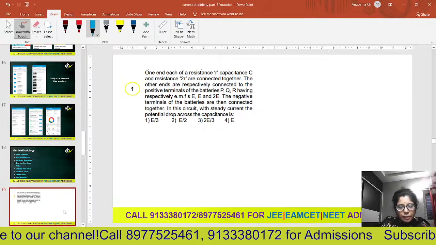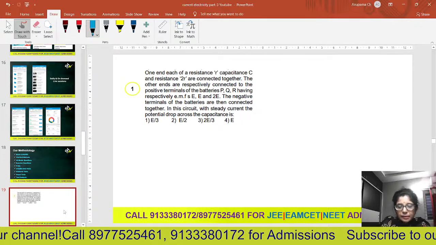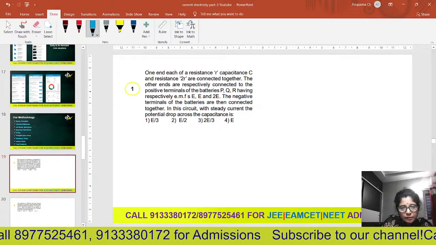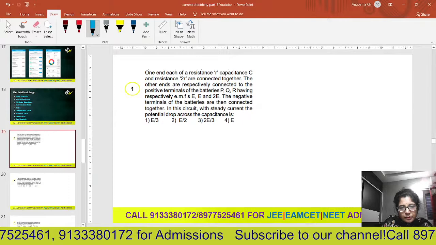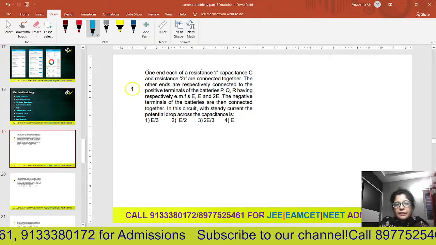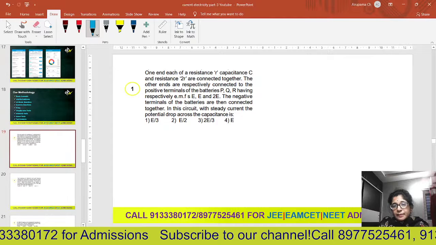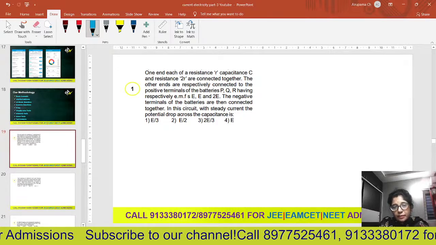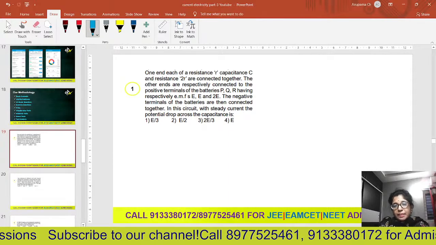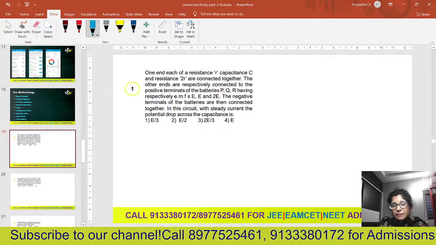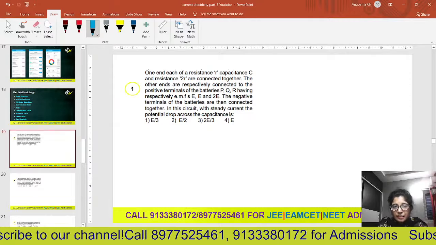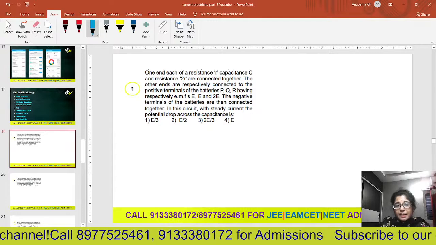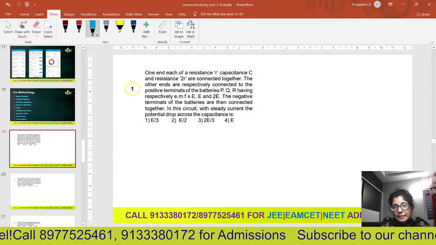I think you all are able to see this. One resistance R, capacitance C, and resistance 2R are connected together. The other ends are respectively connected to the positive terminals of batteries, means they are parallel to each other, having respective EMFs E, E, and 2E.